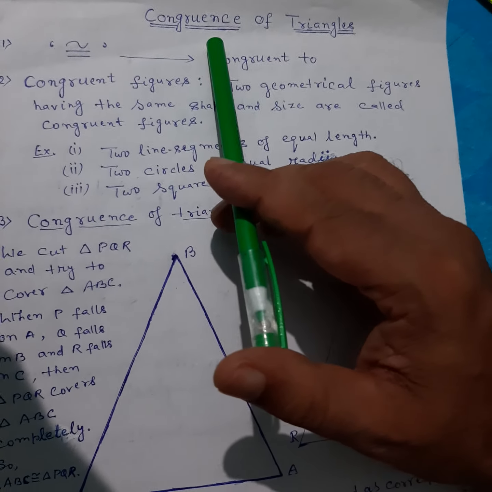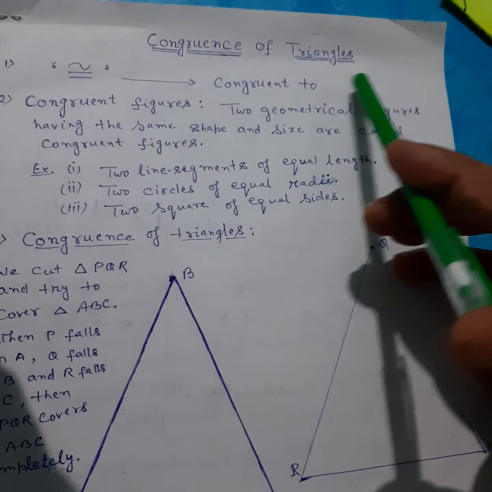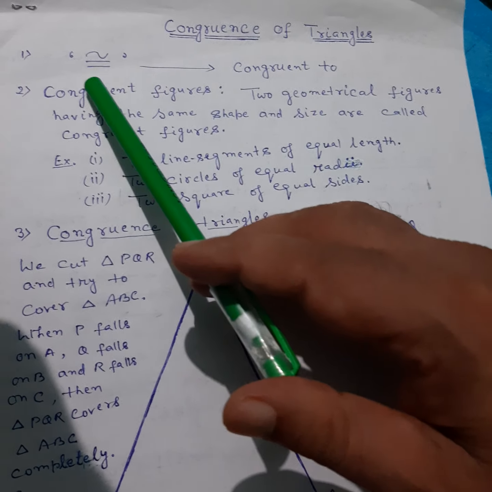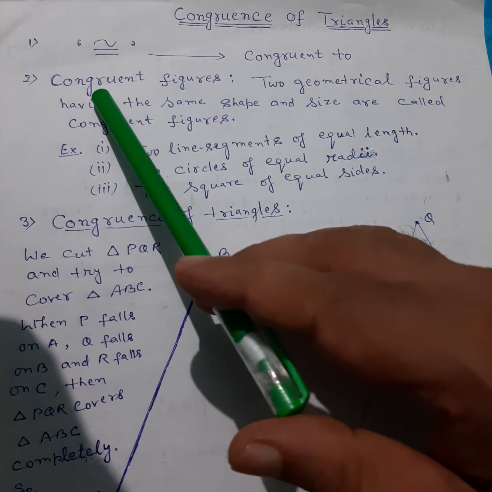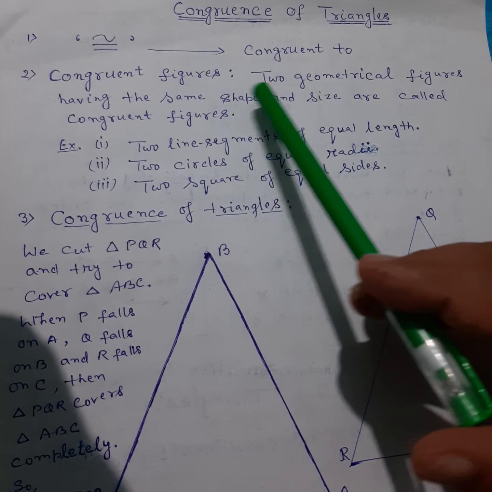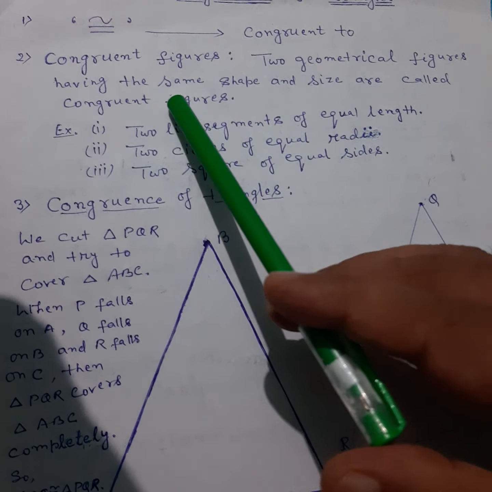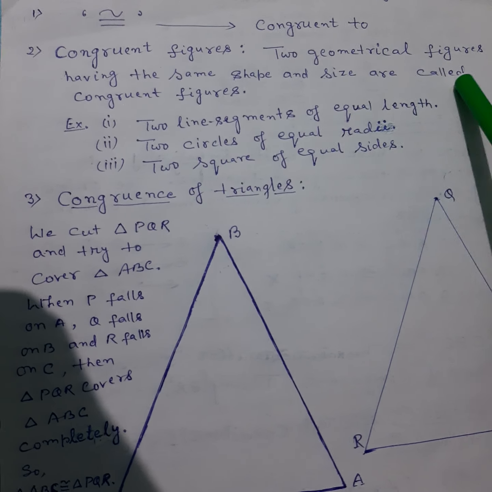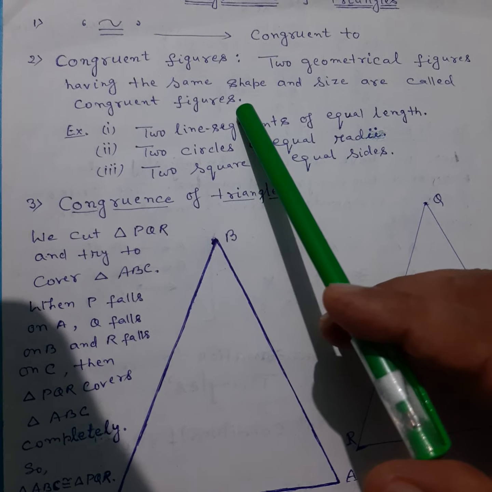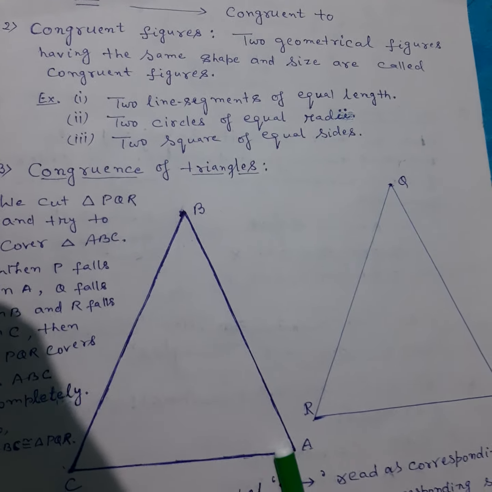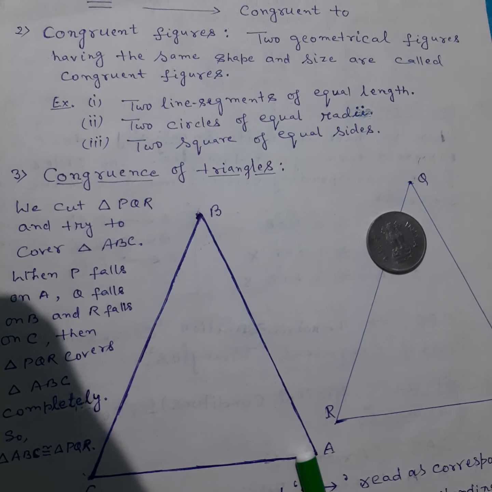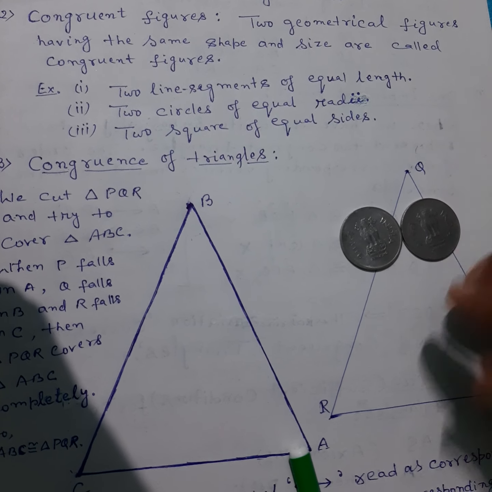In this video, I am going to discuss congruence of triangles. Very first point, this symbol is read as congruent to. Congruent figures, second point: two geometrical figures having the same shape and size are said to be congruent. Triangles are congruent figures. Here we are going to discuss what is the meaning of having the same shape and size.